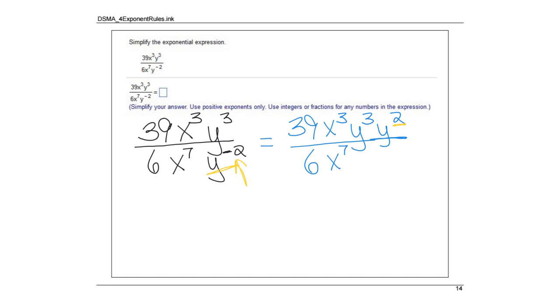Okay, so let's attack this thing. The very first thing we're going to do is only look at the numbers. So 39 is not divisible by 6. However, I could reduce that a little bit, right? Because they're both divisible by 3.